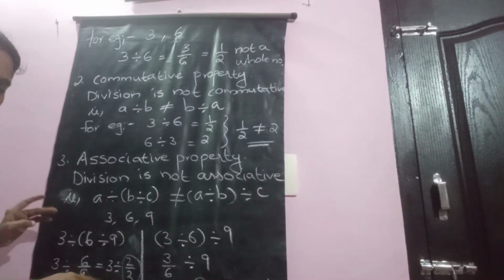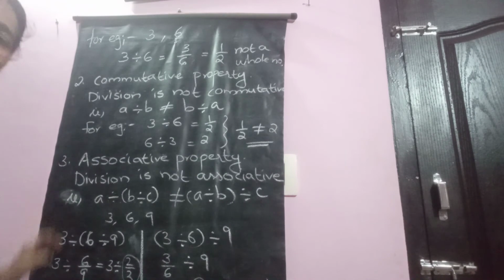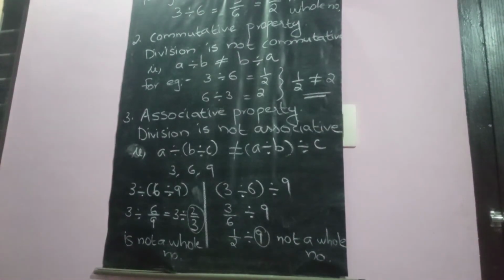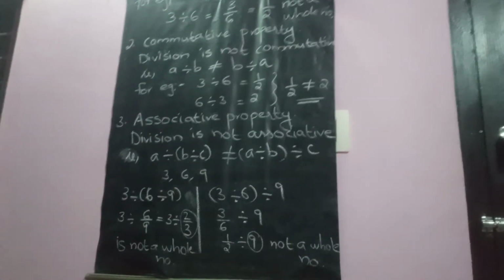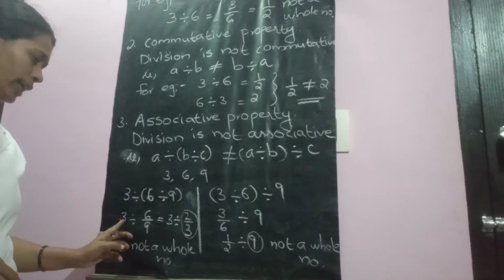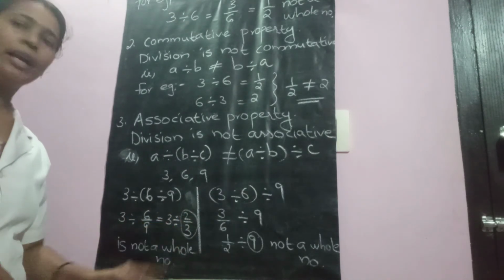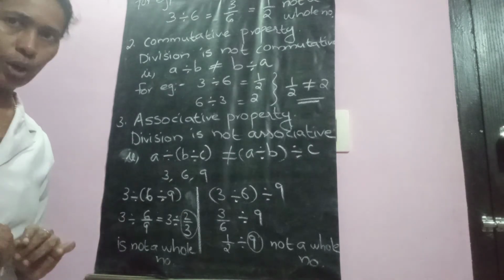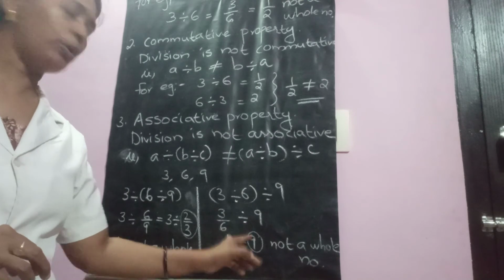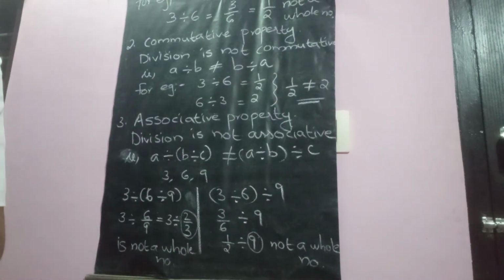Let us see why. If you take the 3 numbers as 3, 6 and 9, we can see that 3 divided by 6 divided by 9: 6 divided by 9 is 2 by 3. So, 3 divided by 2 by 3 may not be a whole number. Similarly, on the right side, 3 by 6 we have 1 by 2, and 1 by 2 divided by 9 is also not a whole number.